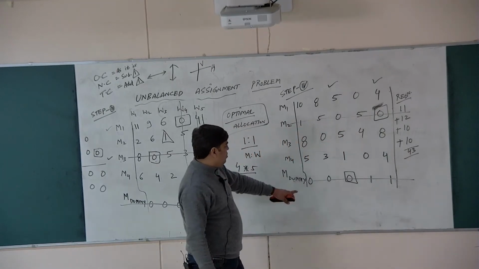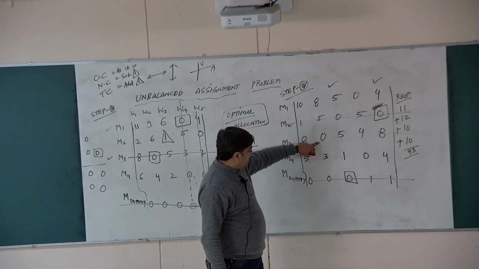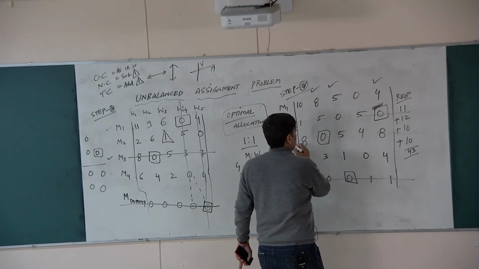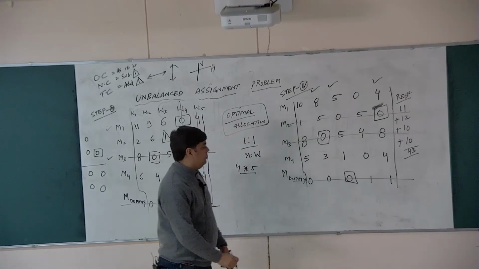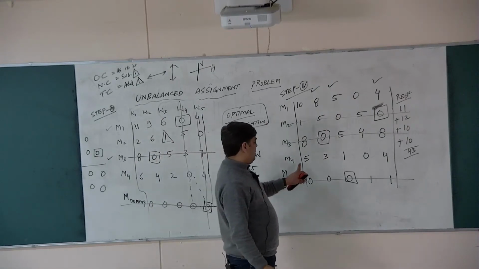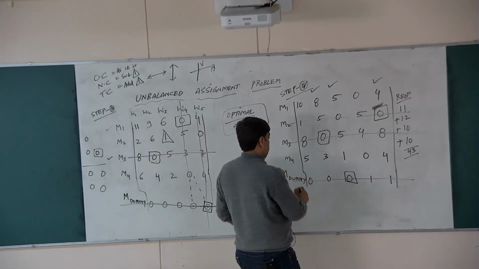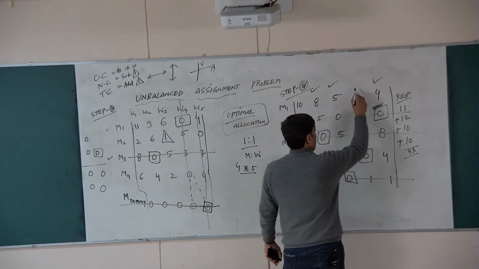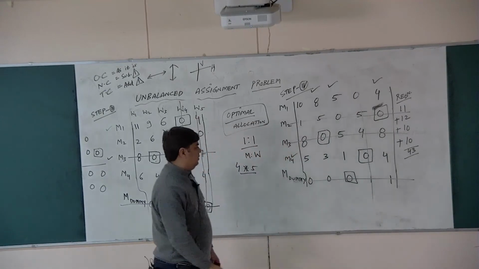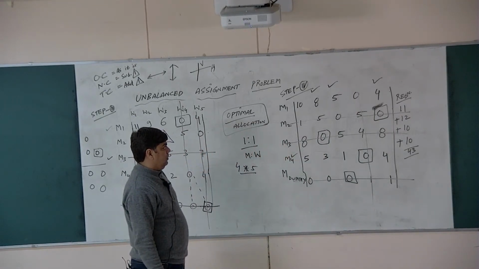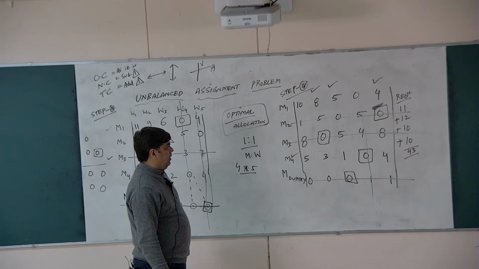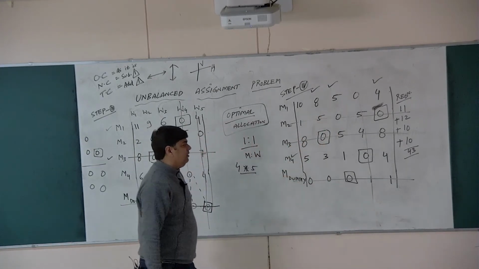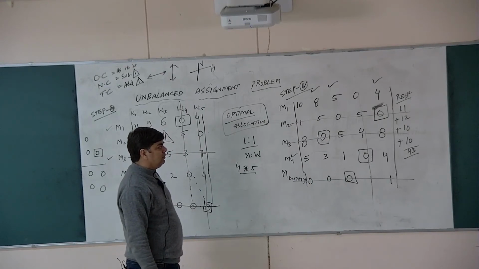Can I proceed with now this column? Yes. Next. Can I proceed with this row? Yes. When I say row, I cancel the column. And can I say, now is the solution optimal? Is the solution optimal?